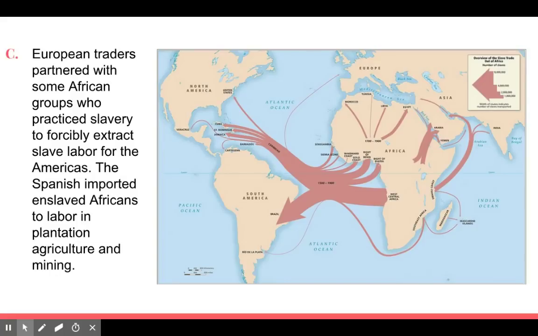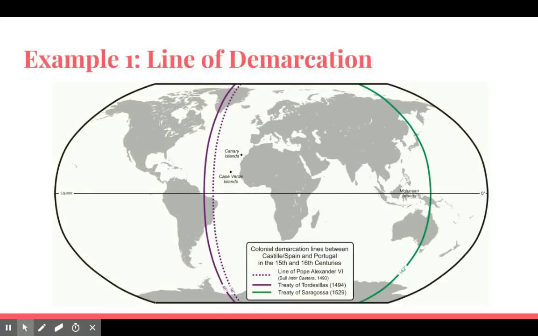European traders partner with some African groups who already practiced slavery in Africa and would forcibly extract slave labor and sell people who were from Africa to slave traders who then brought them to America. So the Spanish imported many enslaved Africans for labor in the plantation, agriculture, and mining systems, the encomienda system. But there's already a slave trade in Africa. The Europeans just capitalize on that and bring many people who are enslaved to the Americas. So it's even bigger than we discuss really in world history.